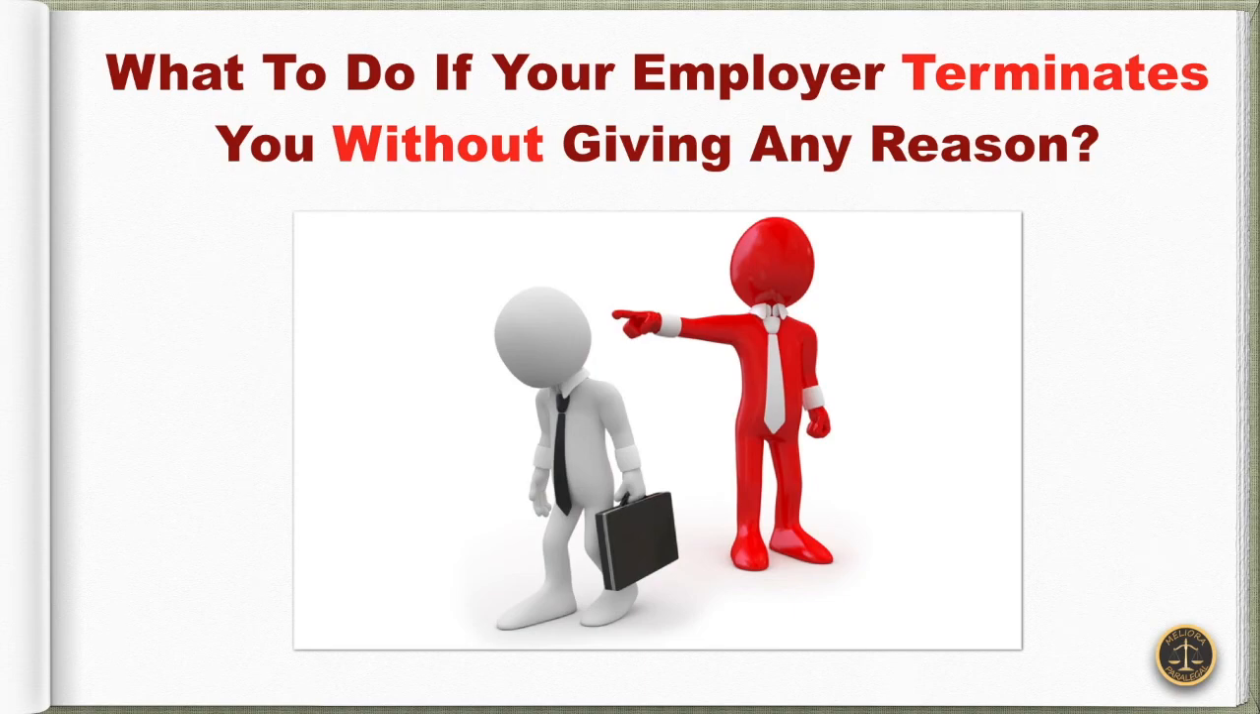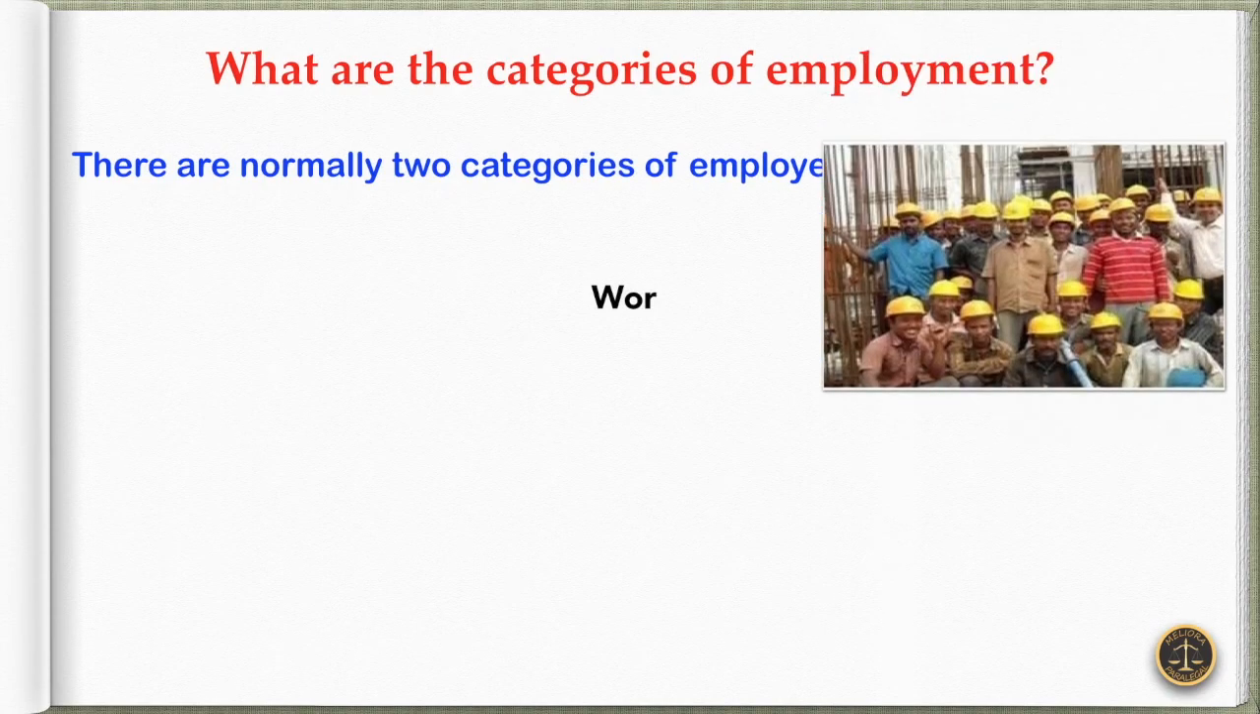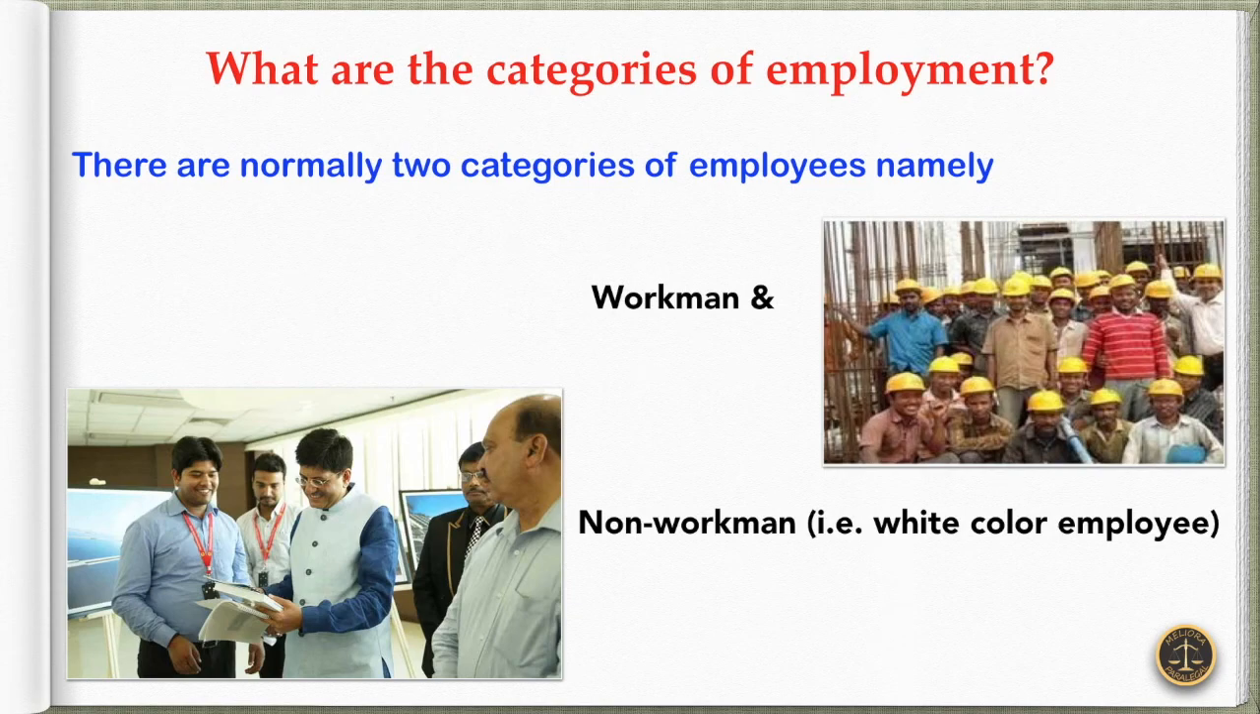However, before discussing the rights of an employee, let's first understand the categories of employment. There are normally two categories of employees, namely workman and non-workman, that is, white-collar employee. The term workman has been defined in the Industrial Disputes Act 1947 as all persons employed in any industry, but it doesn't include an employee who is in a managerial, administrative or supervisory role. Apart from the definition under the Industrial Disputes Act, there is no set formula to distinguish between a workman and a non-workman, and the position has been tested and established through various judgments, depending upon the nature of work being carried out by an employee.